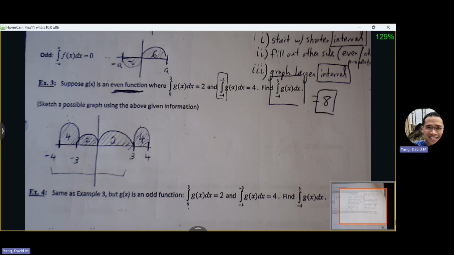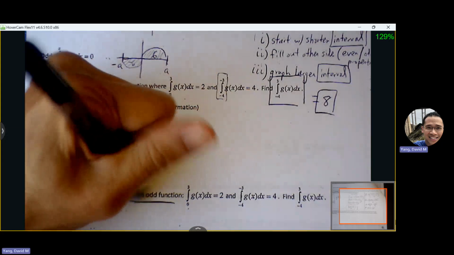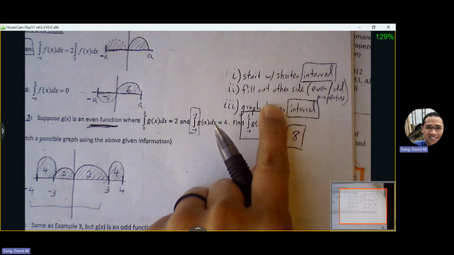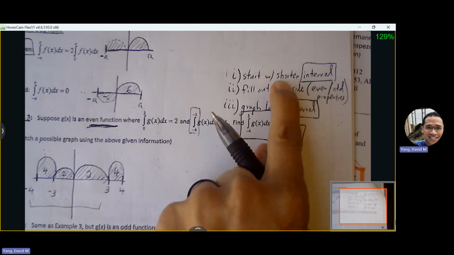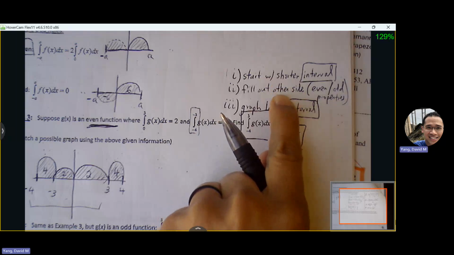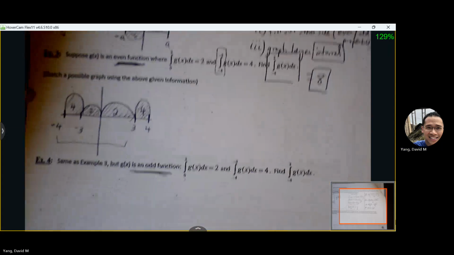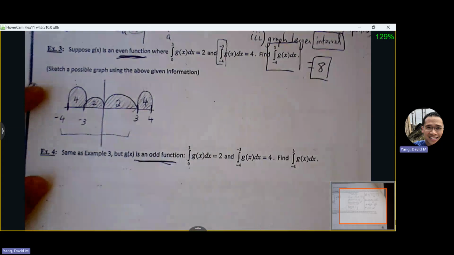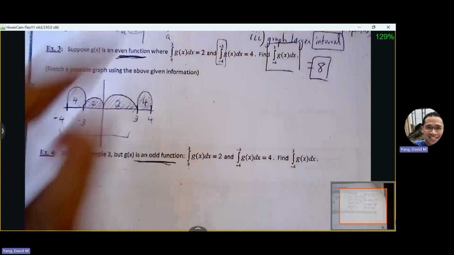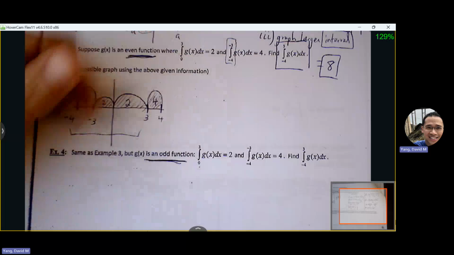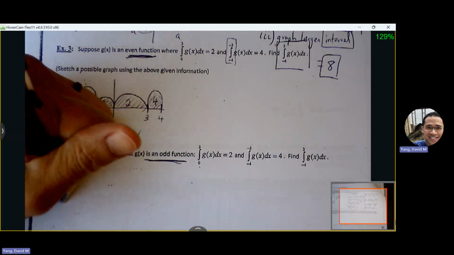Okay, example 4. Same condition, but now it's an odd function. And we're still going to follow these steps here. Graph the shorter interval, fill out the other side using even odd properties, and then graph the larger interval. Again, for the first 2 examples it's really not going to matter the order that we do these things, but when we get to the third example, it's going to be really helpful doing this process in this order.